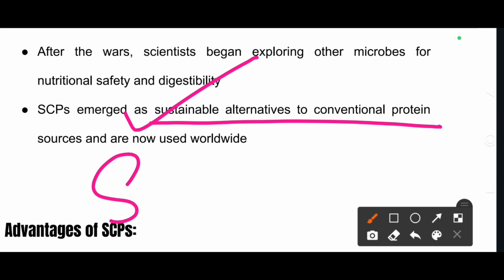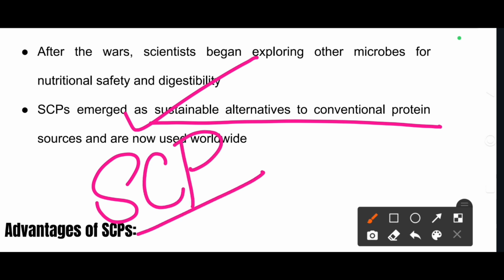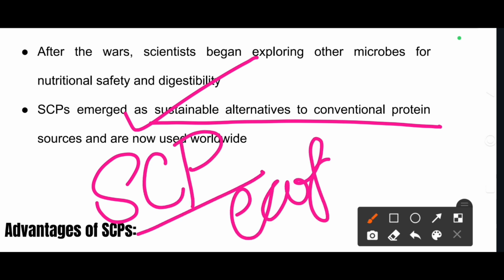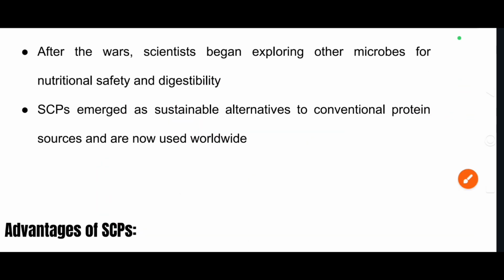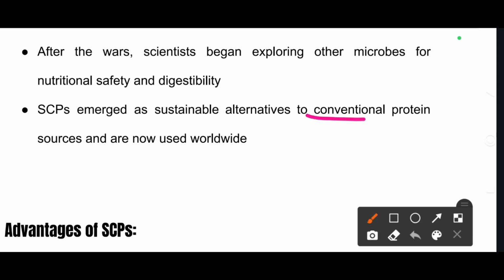So this SCP isn't harming our environment. It is something like an eco-friendly thing. Okay, we don't harm any tree, or we don't harm any animals directly. We are just using microorganisms as our SCP. So it is an alternative to conventional protein sources.